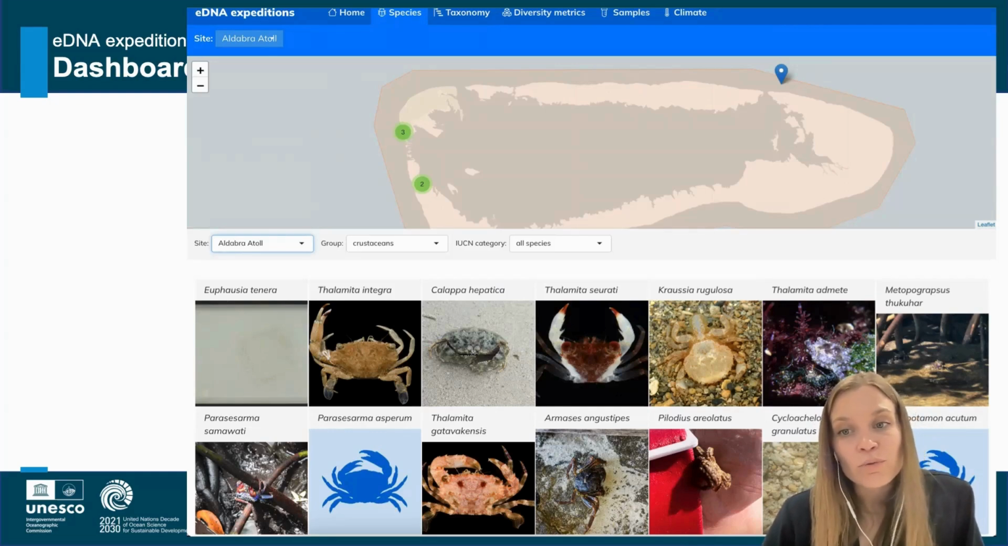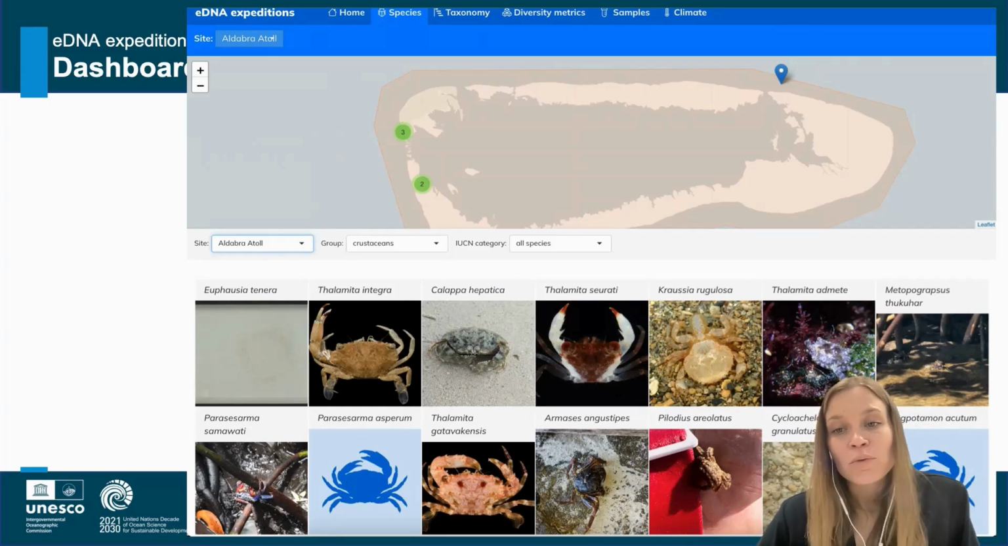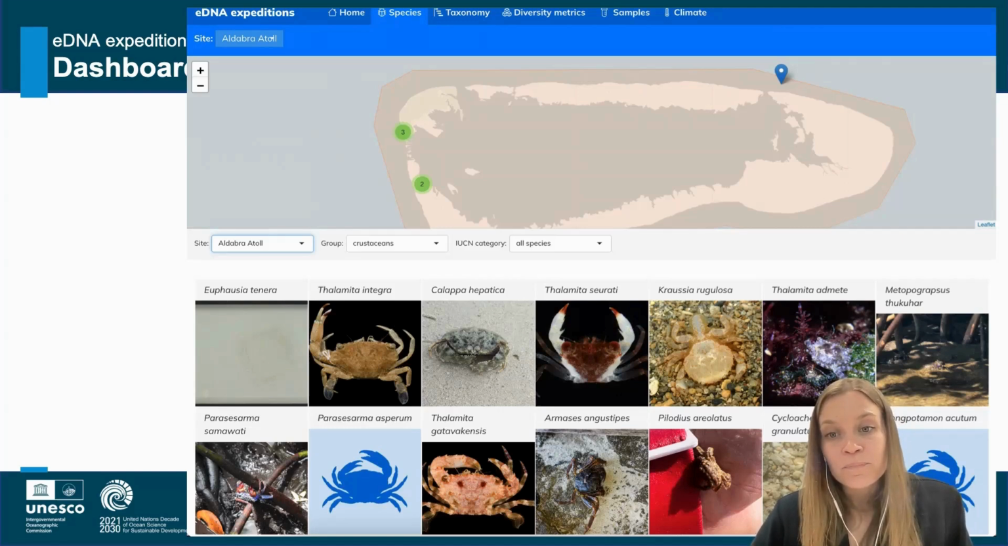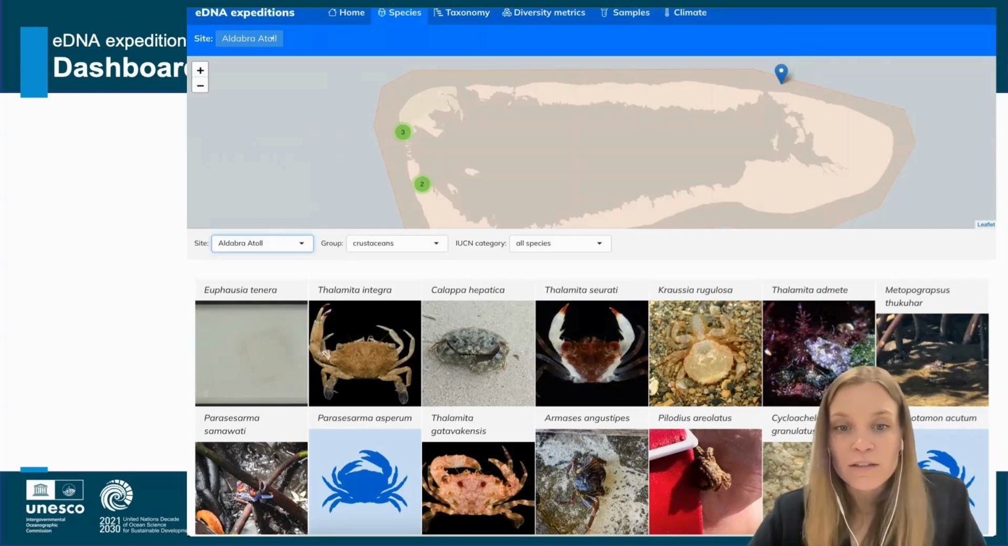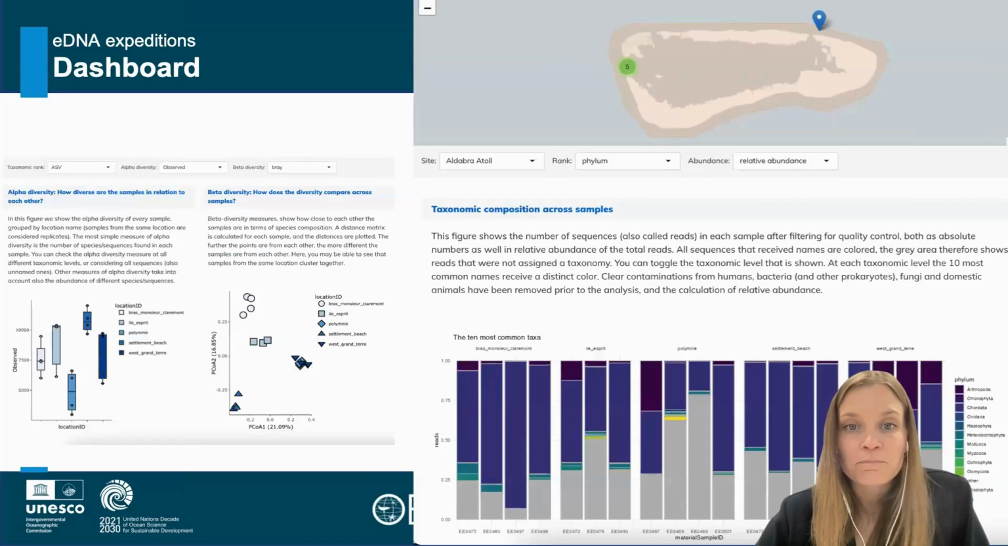We did do a lot of work in confirming species detections and reviewing species detections with local communities, but of course in such a global work, there may still be some misidentifications, but we hope that by giving all the information, people will be able to evaluate that for themselves.